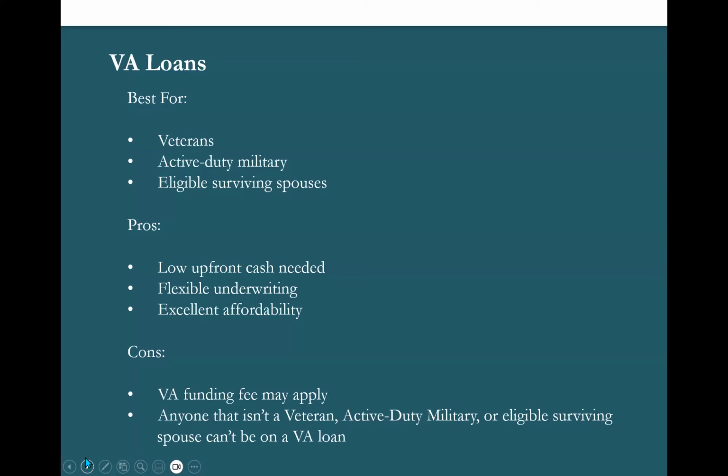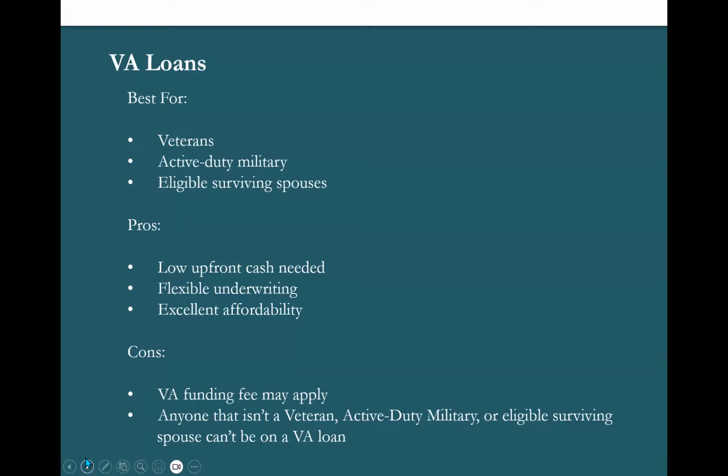And then also just understand it is possible for veterans to be exempt from the funding fee, and it would be stated on their certificate of eligibility. Some cons for VA are that the VA funding fee may apply, so it does increase your loan amount.